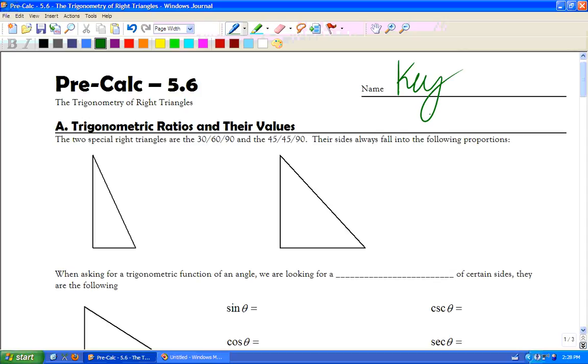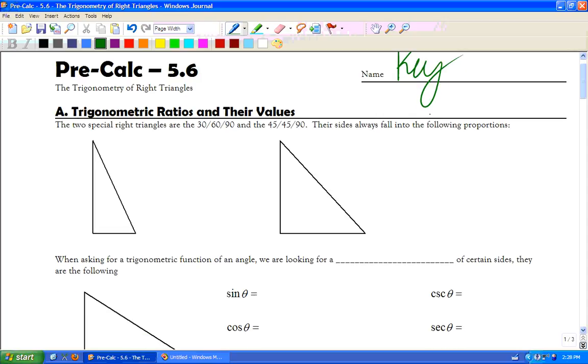There are two special right triangles we've been looking at for a long time: the 30, 60, 90 degree triangle, and the 45, 45, 90. We've seen these before. Just to remind ourselves of the special proportions, which you probably used to help figure out your values on a unit circle.